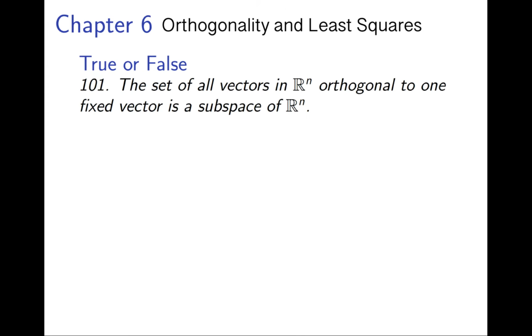Number 101. The set of all vectors in Rn orthogonal to one fixed vector is a subspace of Rn.